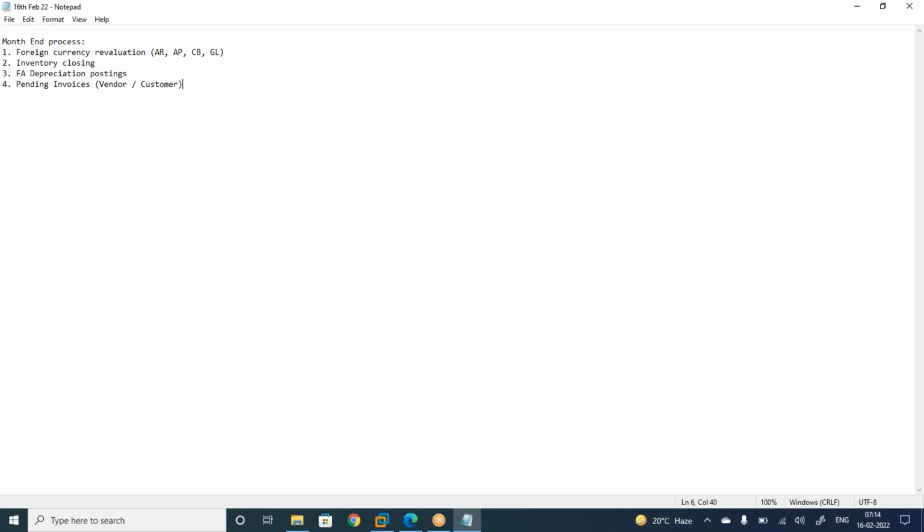Of course, at the time of product receipt, you are posting some temporary accounts. At the time of packing slip and product receipt, you are posting temporary accounts. But if you do invoicing, then it will consider taxes and everything, and accurate balances will be posted. So we need to close all the transactions.